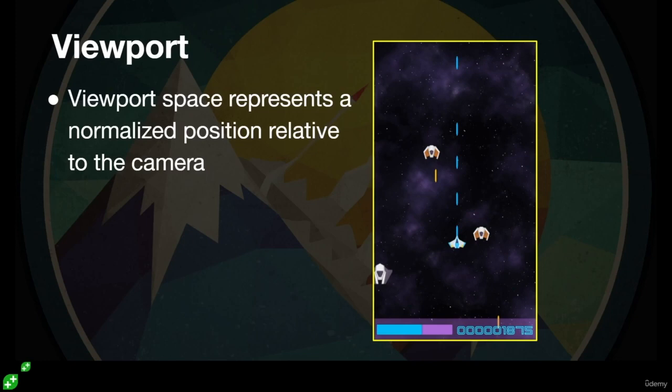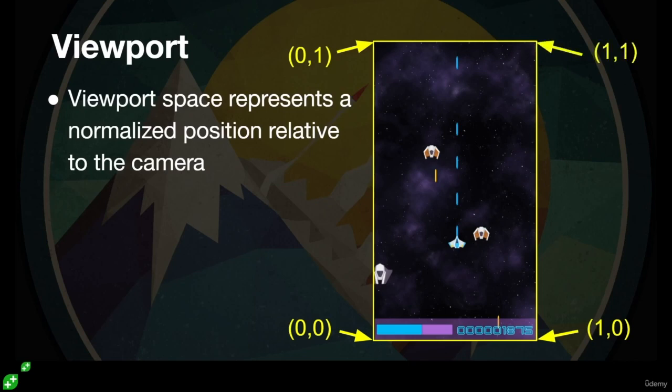In our game, we're already familiar with world space, and these are the positions of our objects in the hierarchy. Viewport space, on the other hand, represents what the camera can see. Specifically, it's the normalized position relative to this camera. So down in the bottom left corner, we start off at position 0, 0. And then as we go around the edges, in the bottom right corner, we have position 1, 0. In the top left, we have position 0, 1. And in the top right, we have position 1, 1. And this is what it means by a normalized position.